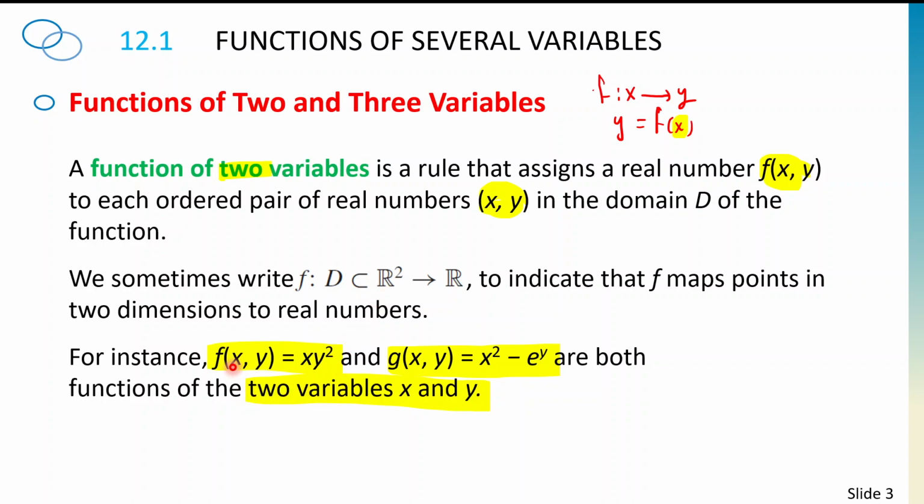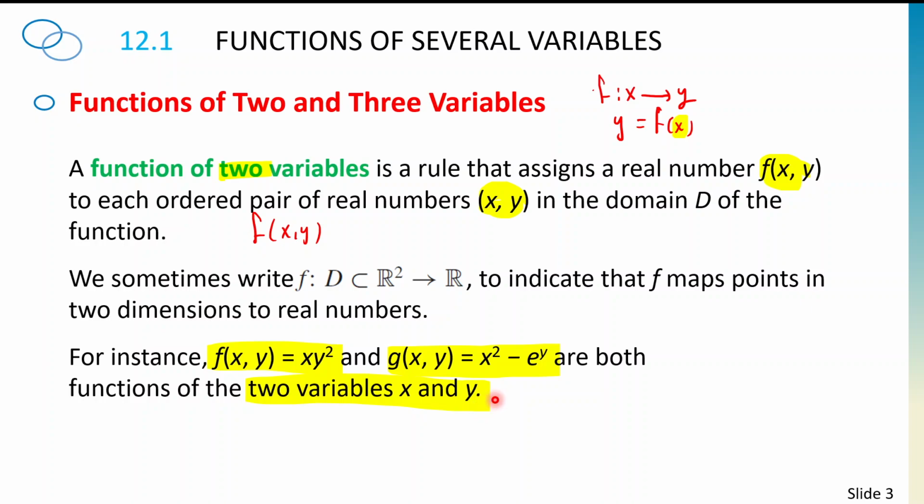Now, if you think about some examples of f of x, y, this is the notation we usually use. Before, you used to write only f of x, now we have to write f of x, y. This is a function in two variables. What could be an example? Anything that involves x and y. So we could have, for example, f(x, y) equals x y squared. We could have g(x, y) equals x squared minus e to the power of y. In any order, by the way. It's not necessary that you write x first. Any function that involves x and y is what we call a function of two variables.